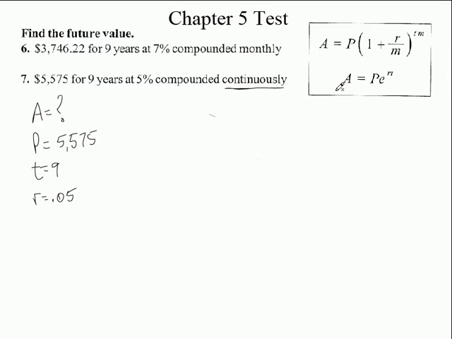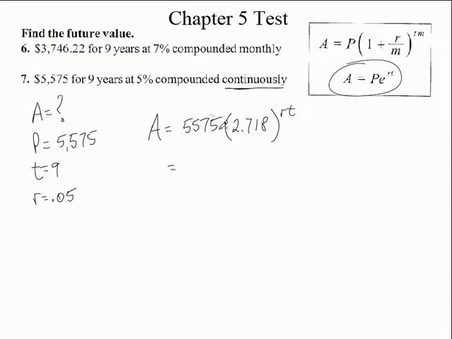So we're just going to put it in this little formula right here. We need to know what this stuff means though. So it's going to be A equals P, which is 5575, times E. Now we've got to remember what E is. Let's put a parentheses here. Now you could just put 2.718, or you could put E in your calculator if we remember how to do that. We'll look at that in a second. And that's to the RT power.